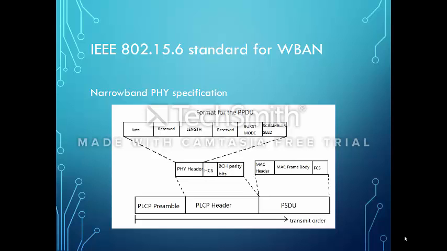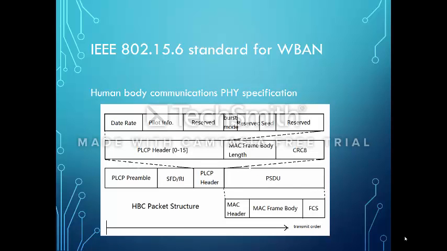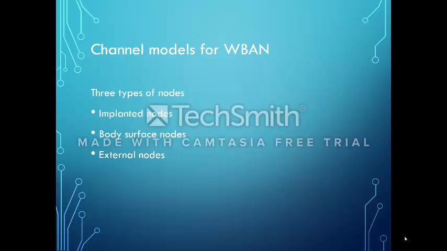The picture shows the format for the PPDU in the narrowband physical layer. This is the specification for the ultra-wideband physical layer. And for human body communications, it shows the specifications in the physical layer.